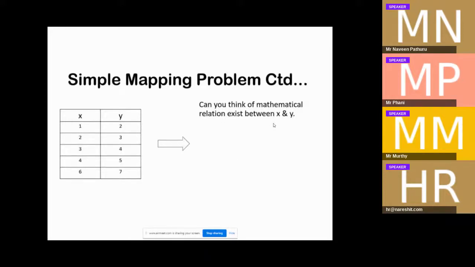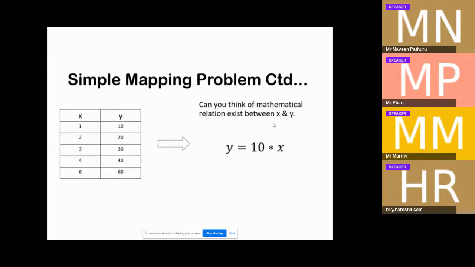Let's take another one. Think of a mathematical relation. If you look at it slightly more deeply, notice where X is 1, Y is 2, X is 2, Y is 3. What's happening? We can arrive at something called Y equals X plus 1. Indirectly, your brain is at work. Let's take one more example. Take a look at this. 1 to 10, 2 to 20, what's happening?